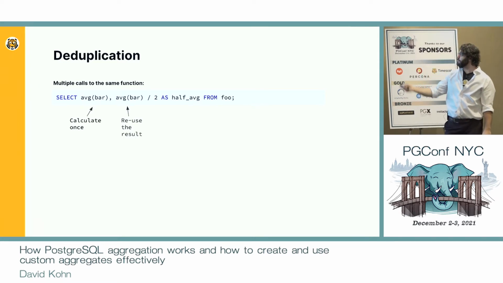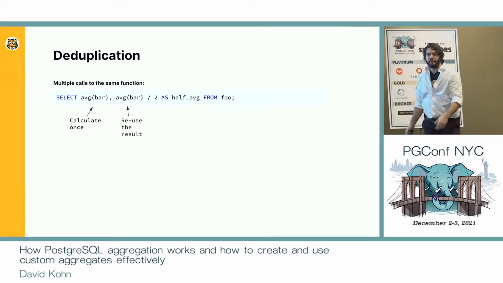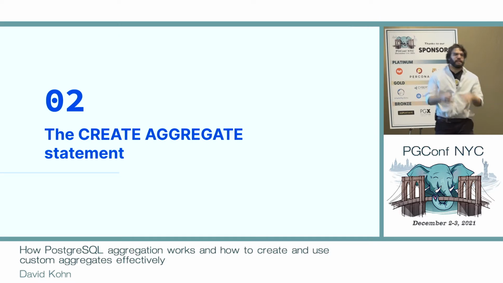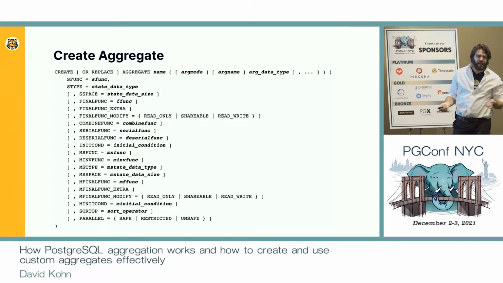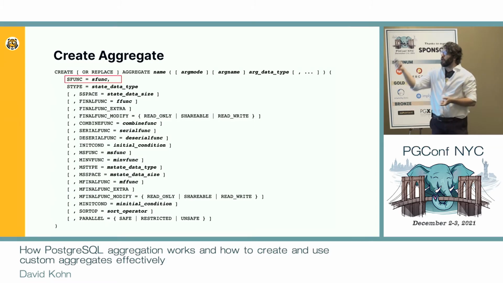Great. Oh, sorry. Slides instead of that. So now that we've understood that, we can figure out what that means in the create aggregate statement. So all of these things have parts of the create aggregate statement that they're going to apply to. So the sfunc is the state transition function.